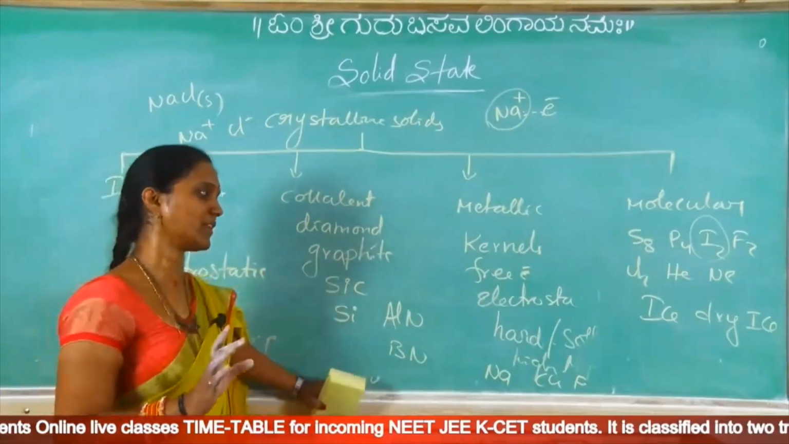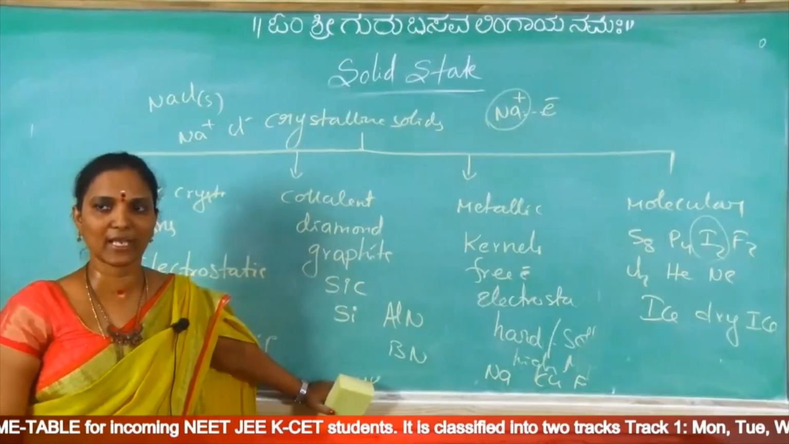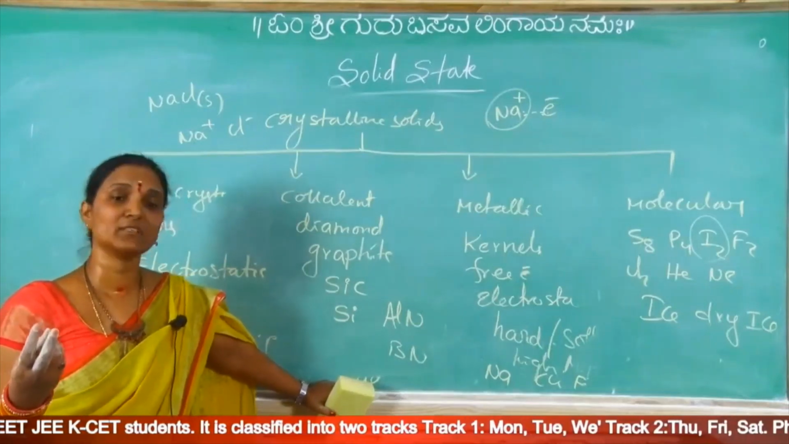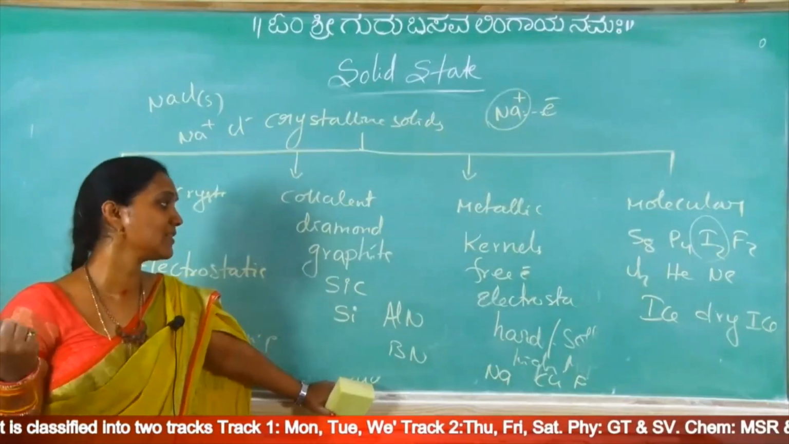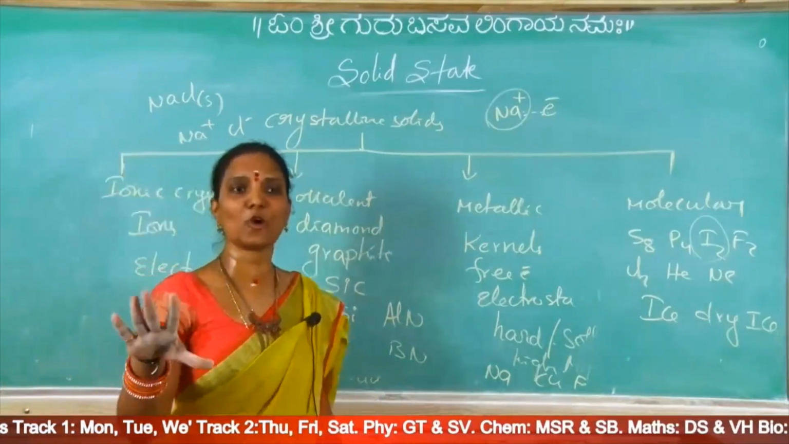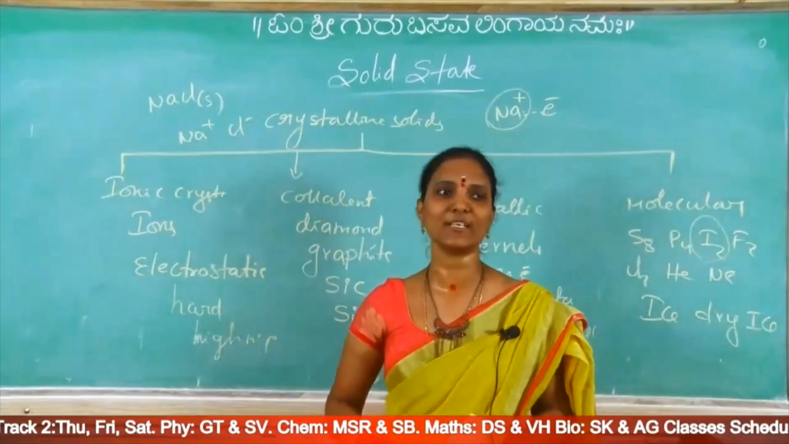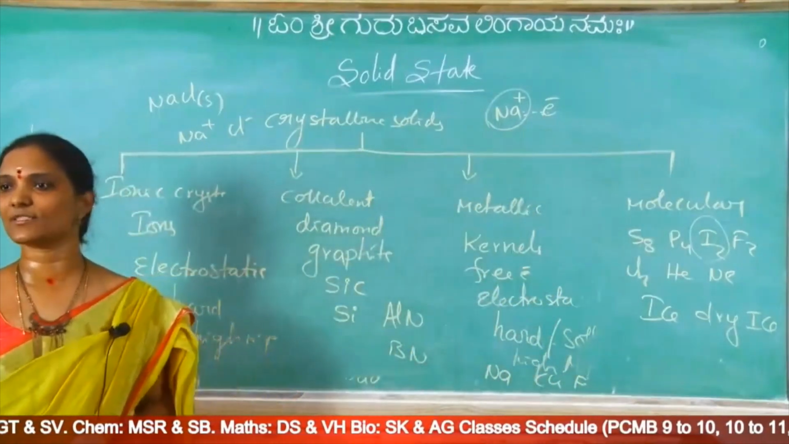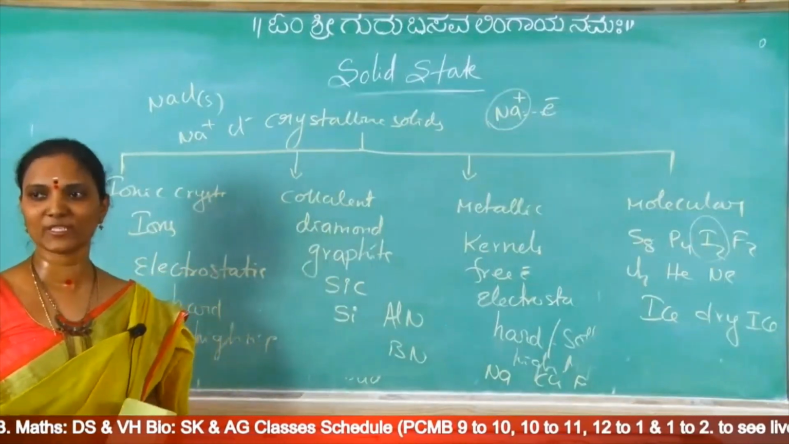So one more question, for example: the following has low melting point. First option, dry ice. Second option, K2SO4. Third option, Fe. Fourth option is SiC or carborundum, like this given. Then in these four options, we just have to check which is molecular solid. Ice, dry ice, that is molecular solid. Just that is the answer. Okay, so these are characteristics of different types of crystalline solids. I hope it is clear.